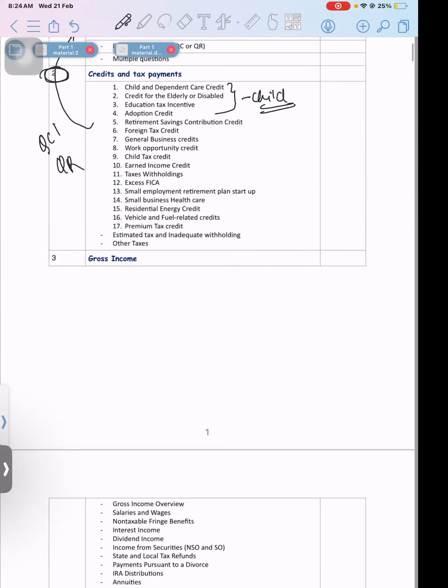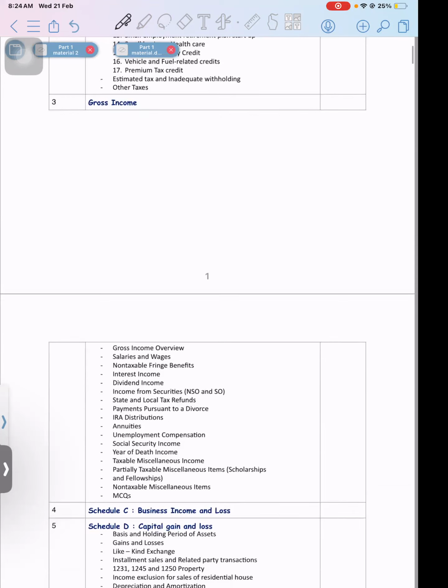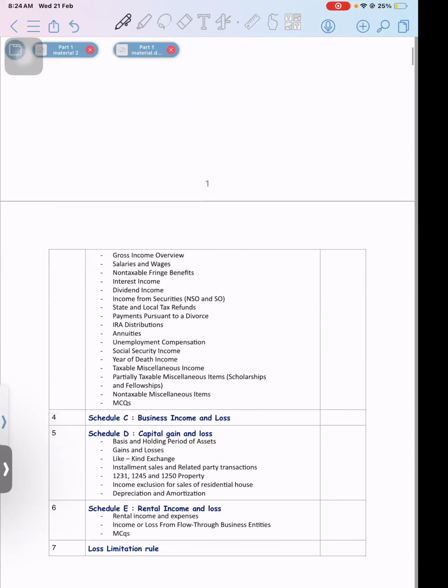Once the credits are done, we will jump to gross income. In gross income, all the gross incomes shown on the 1040 return will be explained. Here you just need to analyze what will be included in the return, what will be excluded from the return, and what the exceptions are. You need to remember all these three things while doing the gross income chapter.